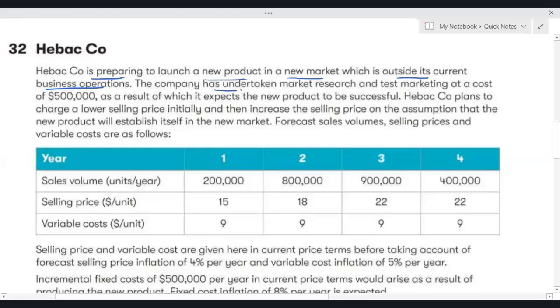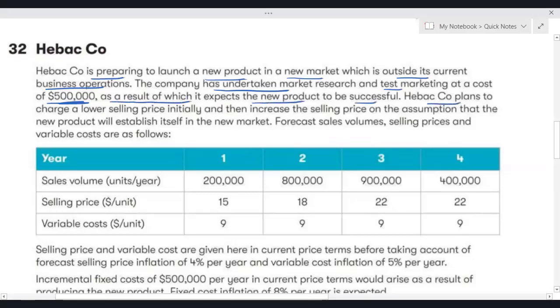The company has undertaken market research and test marketing at a cost of 5 lakh. Student, what about this 500,000? Can I say this 500,000 is irrelevant? It is a sunk cost. Whether we are making the investment or not, this 500,000 will not be recovered, because you have carried out the market research before making the investment. So logically, this 500,000 is an irrelevant cost.